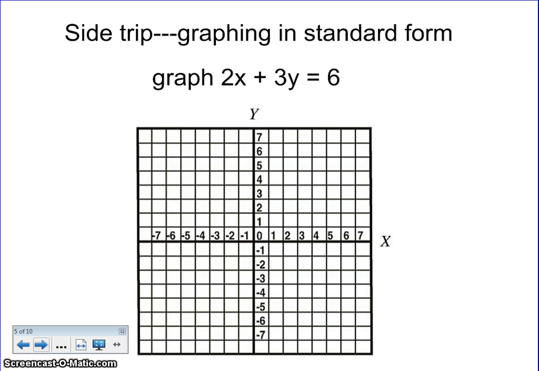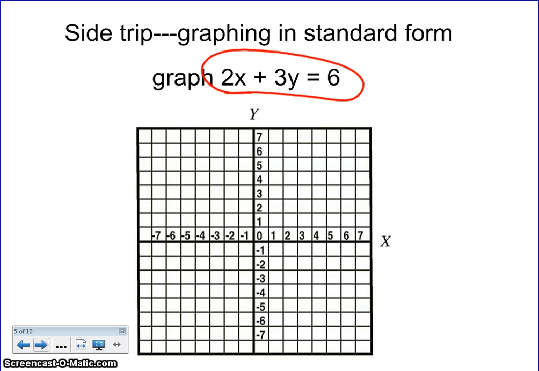We're going to take a side trip just for a second, because involved in this is also this whole idea of what do you do with an equation that's in standard form. We did a lot of graphing of equations that were in slope-intercept form. But the way that you do one that's in standard form is pretty easy, because they only give them to you when they work out evenly. So if we've got 2x plus 3y equals 6, then we're going to graph this one by finding its intercepts.